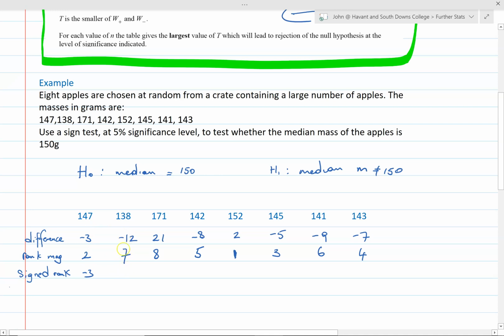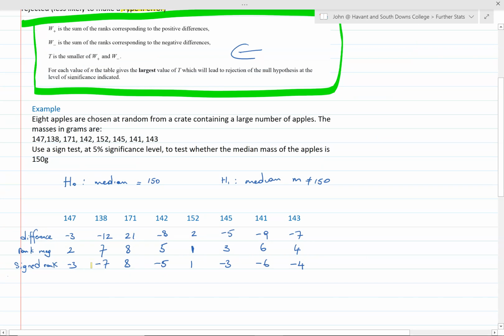Here we had rank 7, but the difference is negative, so it's -7. Here we had rank 8, the difference was positive, so it's +8, and so on. It's this row of signed ranks that's the important one. This is the one where we get our values for W plus and W minus, and then get our test statistic T from. So this is the row that we need to look at.